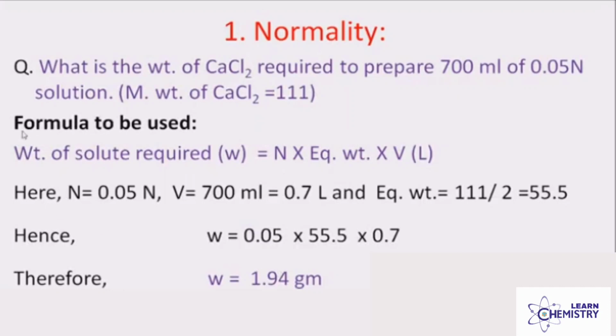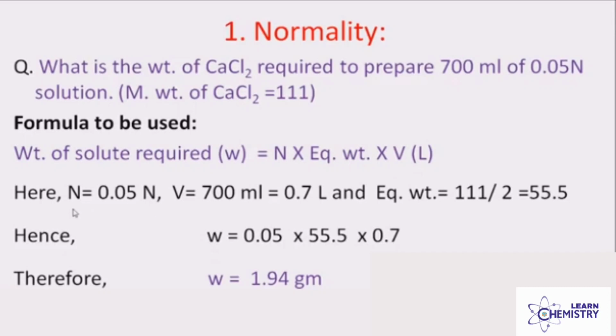Next numerical. What is the weight of calcium chloride required to prepare 700 ml of 0.05 normal solution? Molecular weight of calcium chloride is equal to 111. So in this case, the modified formula to be used is weight of solute required, that is W, equals normality into equivalent weight into volume in liter.